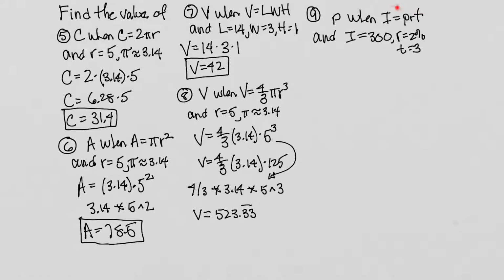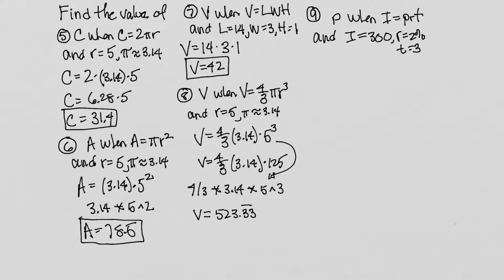We've got a formula here in number 9. This looks to me like a simple interest formula. The interest is equal to PRT, the principal, times the rate times the time. And now in this case, we're given I to be 300. We're given R to be 2%. Change that to a decimal, 0.02. And T being 3. We're going to try to find the value of P.